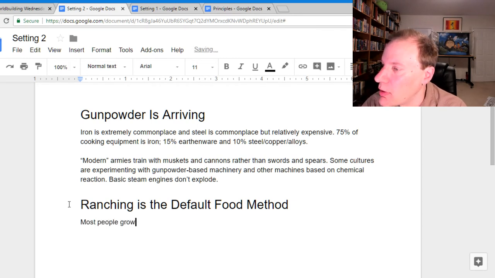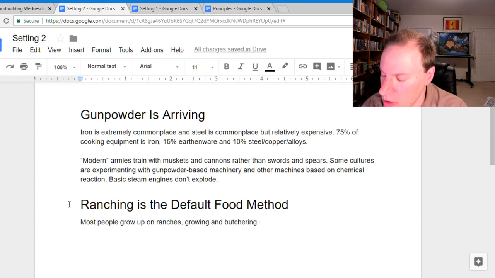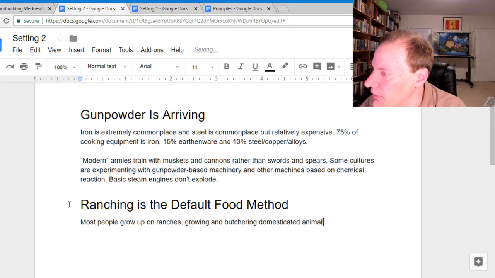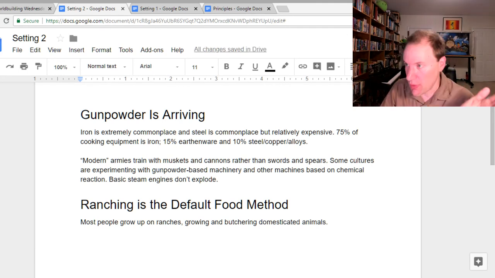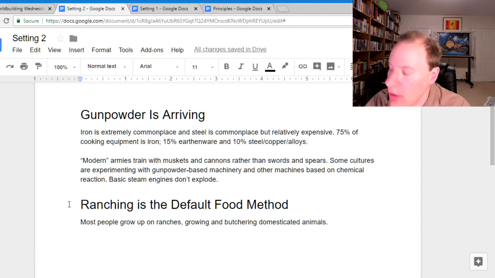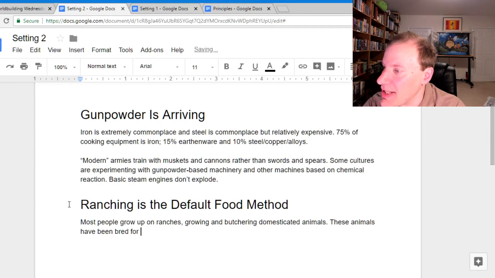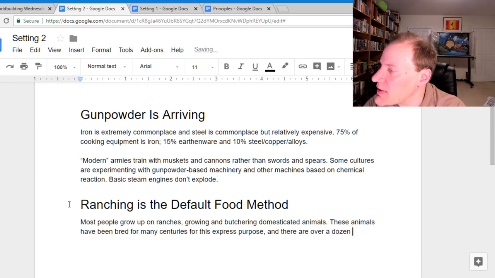Most people grow up on ranches, growing and butchering, we'll just say it. What's the term for a ranched animal? It's not just domesticated, but it's meant for eating. We'll say domesticated animals. Okay. So you have the equivalent of cows and such. And let's say further, these animals have been bred for many centuries for this express purpose. And let's go crazy, there are over a dozen different species bred that only exist for food, as food for humans.